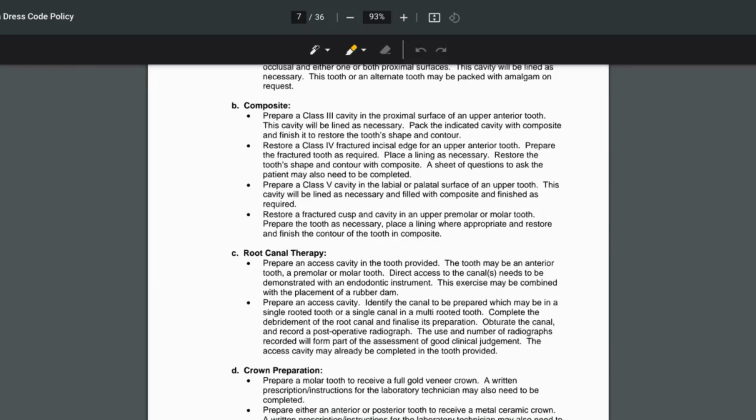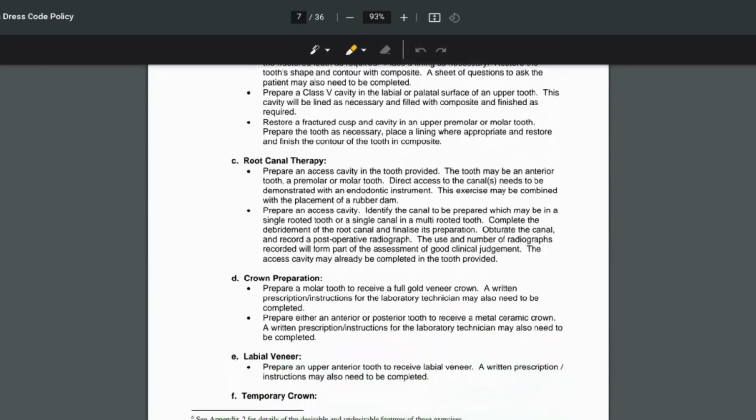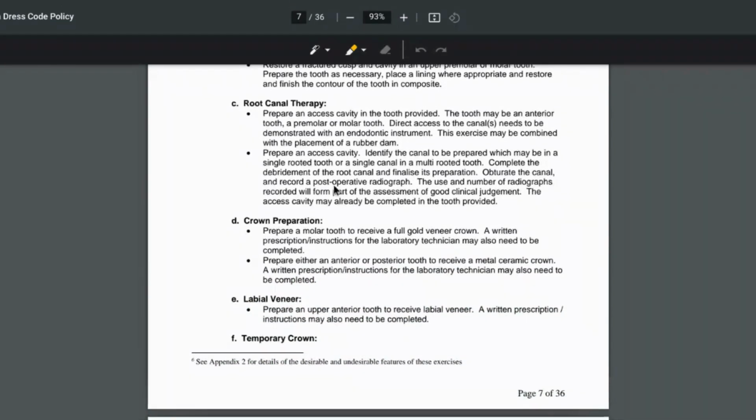So if you prepare the access cavity, then you'll have to make direct access to the canals. So all this is done. And of course, use of rubber dam. Nothing is done without rubber dam.